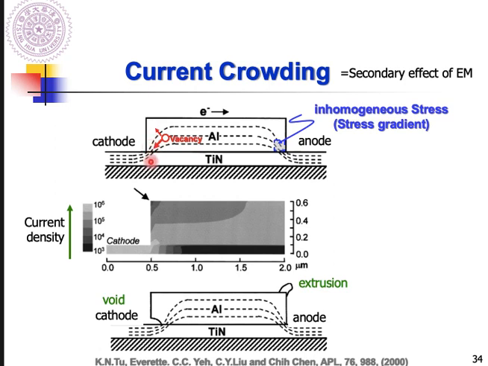But actually, there are 2 directions for these vacancies. The primary vacancy flux will go toward this region. I believe you guys all know. So you can observe the void formation at the cathode. But actually, there is a secondary vacancy flux along the gradient of the current density. Here we call it secondary vacancy flux.